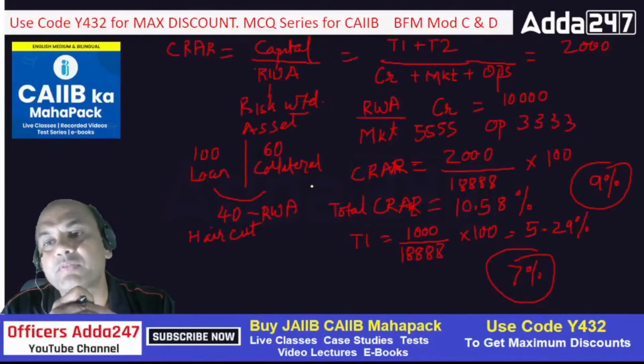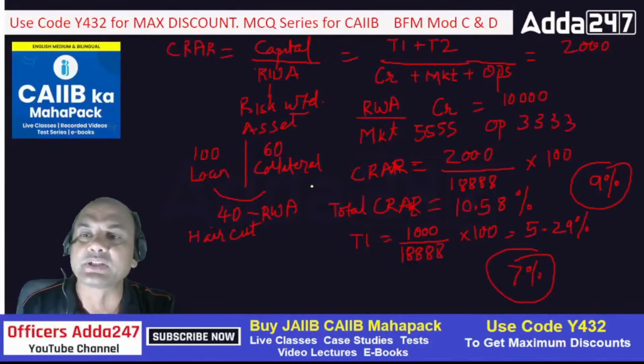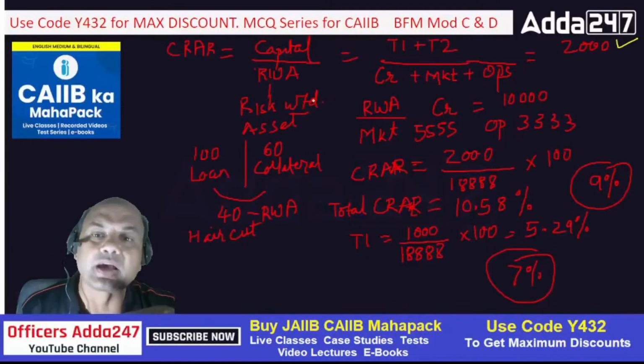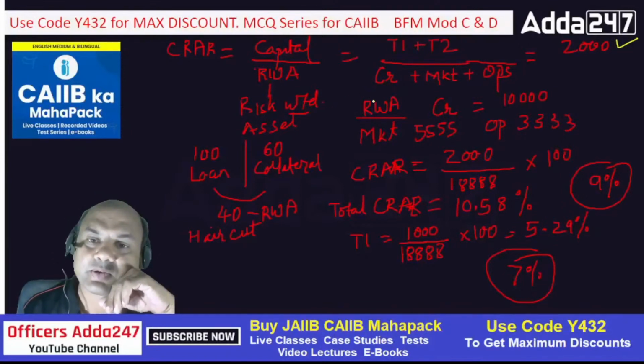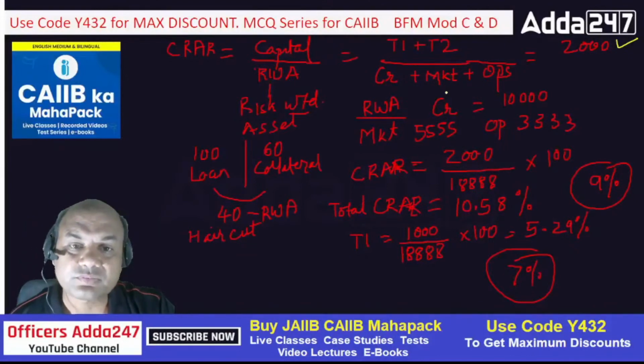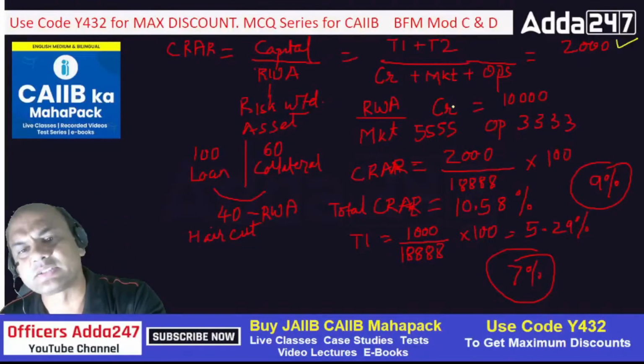Capital upon RWA. We found out that capital was 2000 CR over here. See this, 2000 we have already found out. Now we want RWA. How do we find this RWA? RWA is for three things basically: credit, market and ops. So what is given? Let's see what is given.